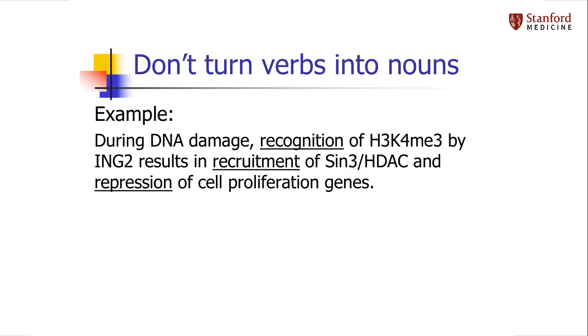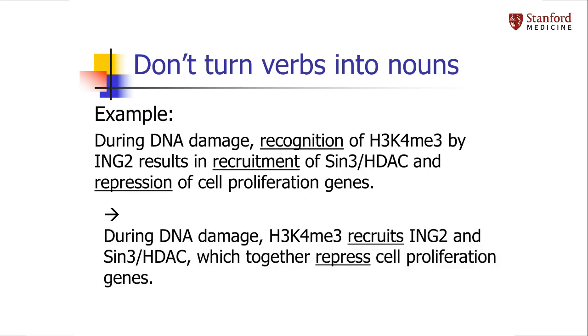She actually hasn't specified which protein is doing what to which other protein. So I had to go back to her and have her draw a picture for me so that I could take this sentence and substitute verbs for nouns. So I rewrote this as, during DNA damage, protein 1 recruits protein 2 and protein 3, which together repress cell proliferation genes. So I'm actually being more specific in that rewrite. By turning those nouns into verbs, I was forced to give a more clear picture of what's going on.